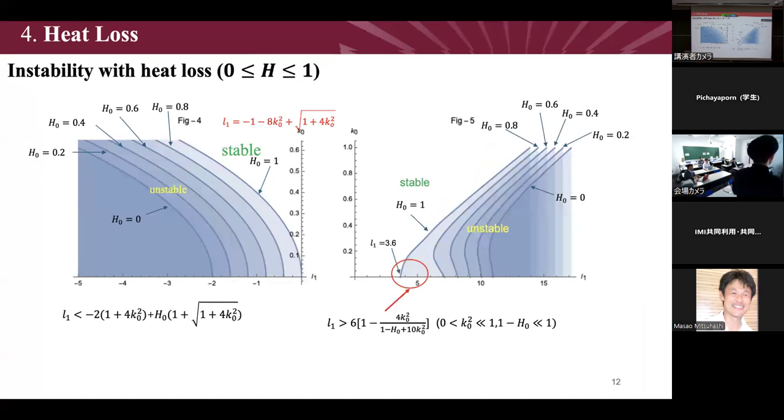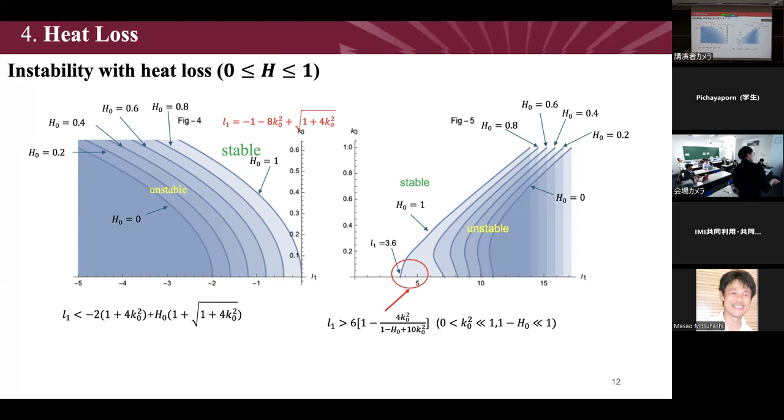Okay, so we also use the dispersion relation. All of them come from the dispersion relation. With heat loss, this is H0 equal to 0, which we introduced before. And if we give more heat loss, then it will be like this. It will increase, and over here it will decrease. And the region of stability will decrease when heat loss is increased. So we can see that heat loss destabilizes this system.